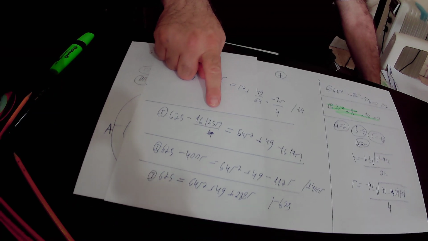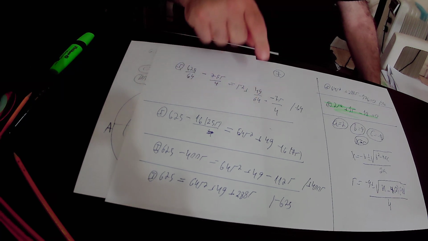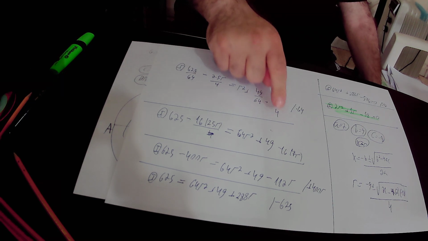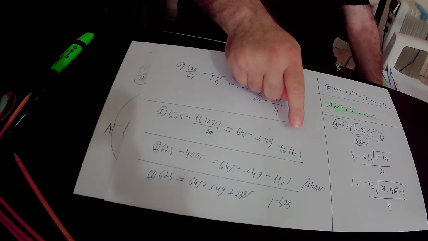And here we have 64 times r squared equals 64r squared. Here we have 49 over 64 times 64 equals 49. And here we have minus 7 over 4 times 64. It is actually minus 64 over 4, that is minus 16. So in conclusion, this expression, after we multiply it by 64, equals minus 16 times 7r.